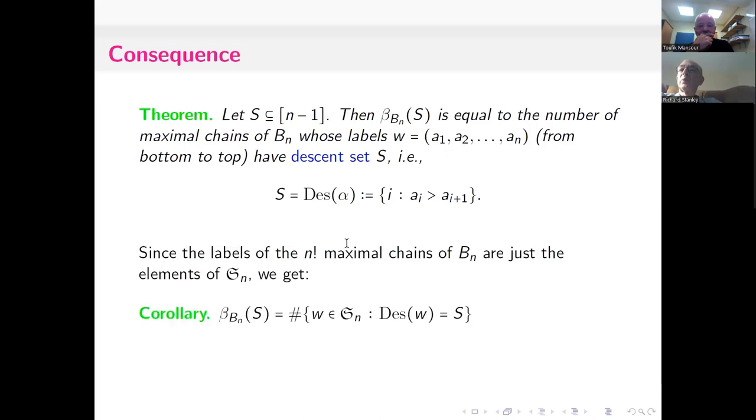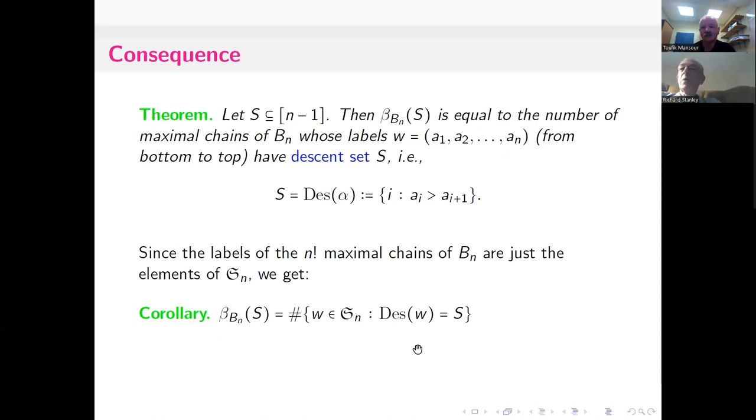For the Boolean algebra, the labels of the maximal chains are just the permutations of {1, ..., n}. There are all the ways that we can add the elements one at a time to get from the empty set to the full set {1, ..., n}. So as a corollary, we get the nice combinatorial interpretation of the flag h-vector of B_n. Its value at S is the number of permutations in S_n with descent set S. So again, this introduces this huge area of edge labelings, with connections to descent sets of permutations.